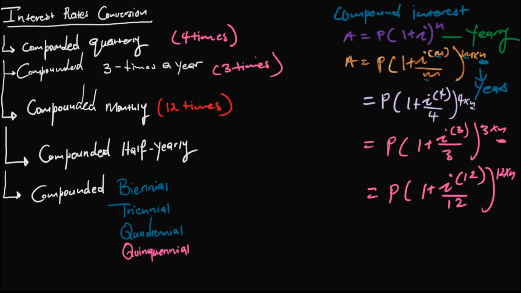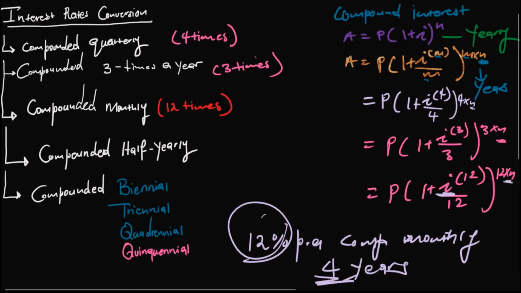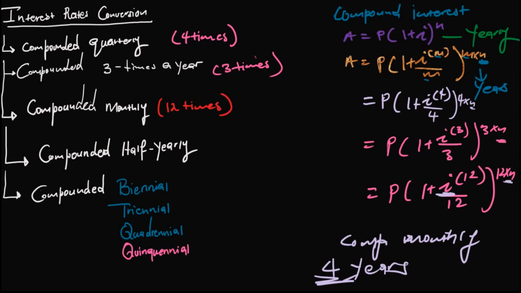And I can't stress that enough, that if you have a question, say you're given that it is 12% per annum compounded, say monthly. If they say it like that, compounded monthly, this 12% is your i(12), so you're going to substitute it at 12. If they say for 4 years, you're going to substitute this for n. If you want to find your accumulated value or else your principal, it really doesn't matter.